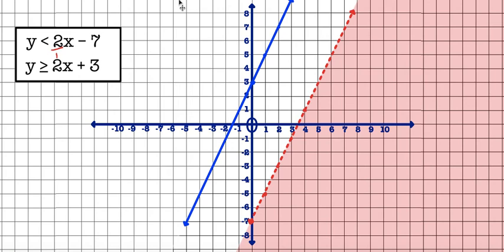All right, and we're also going to test the coordinate 0, 0 to see if it is a solution to this inequality. So y is greater than or equal to 2x plus 3. And we're going to substitute. So 0 is greater than or equal to 2 times 0 plus 3. So 2 times 0 is 0, plus 3. So we end up with 0 is greater than or equal to 3, which is not true. So we're not going to shade underneath this line to the right of it. We're going to shade to the left.